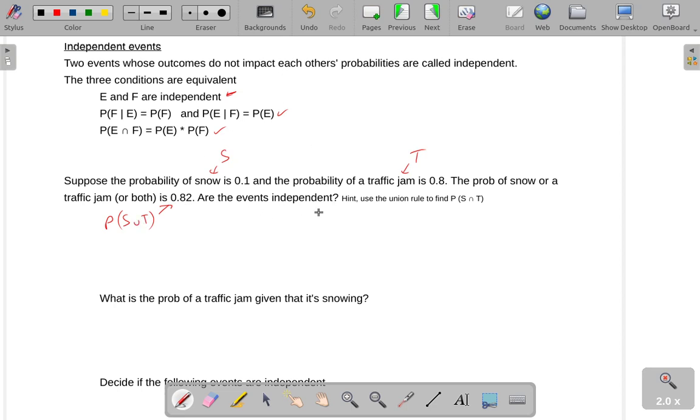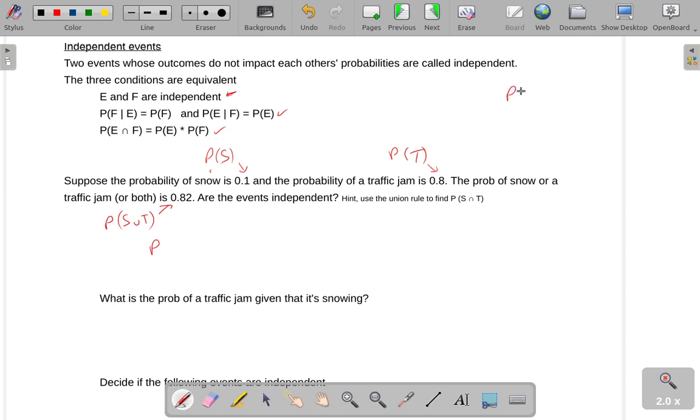If I'm trying to figure out if they're independent, you'll notice there's no conditional probability in here, and I don't really see how conditional probabilities would play into this. However, there is an intersection. This one talks about the probability of the intersection of the two events. You may notice that I have the probability of S, which is 0.1, and the probability of T, which is 0.8. And I have the probability of the union. I have the three things necessary to find the probability of the intersection.